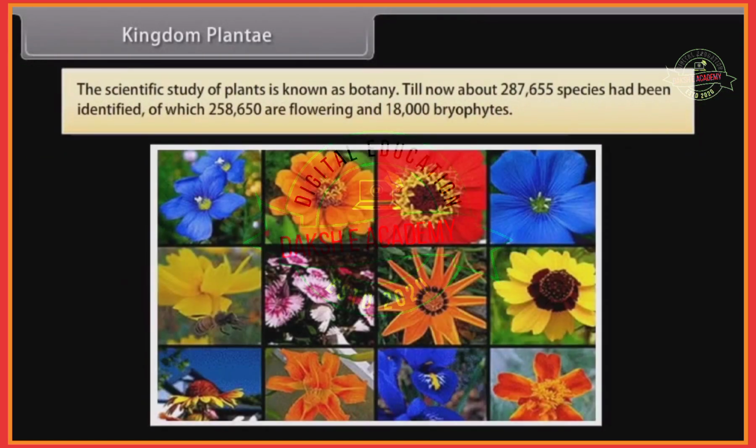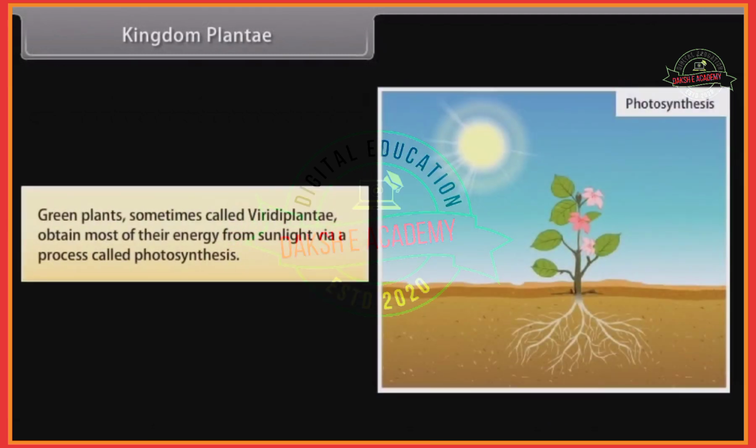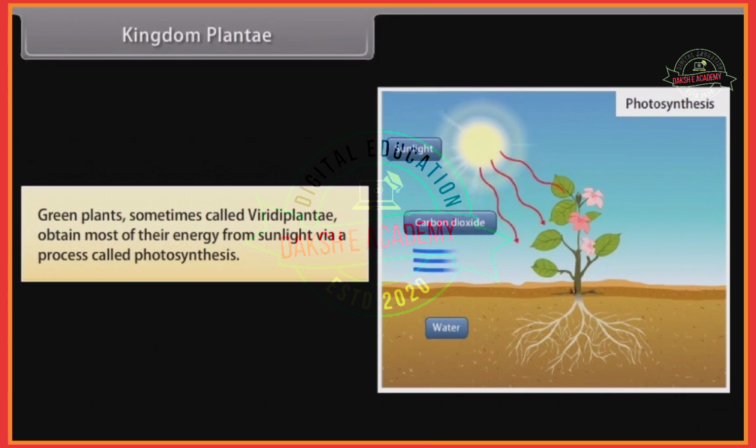The scientific study of plants is known as botany. Till now, about 287,655 species had been identified, of which 258,650 are flowering and 18,000 are bryophytes. Green plants, sometimes called viridiplantae, obtain most of their energy from sunlight via a process called photosynthesis.